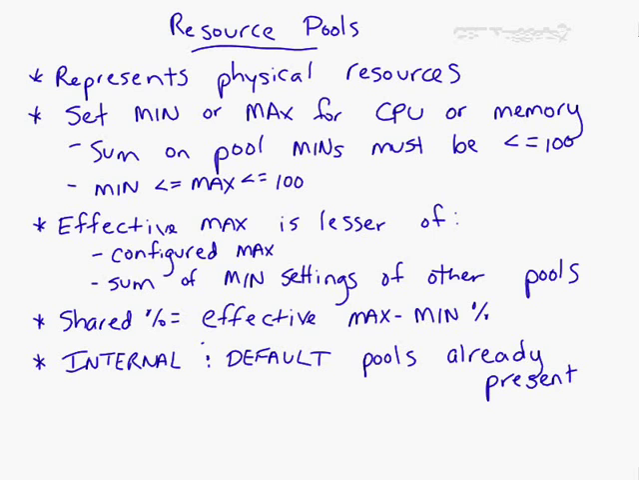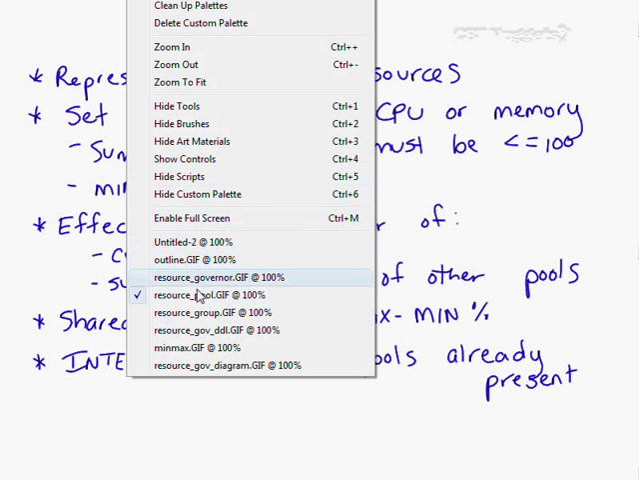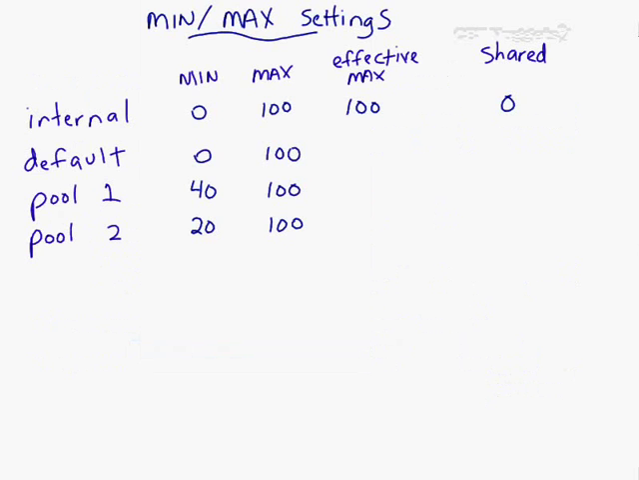Let's take a look at some of our min and max settings here. So let's assume that we're configuring two new resource pools. As I mentioned, we already have our internal and our default pool. By default, both of these have a min value of 0 and a max value of 100. If you want to configure the default, you can change these settings. So let's make some assumptions here that we haven't touched the default pool at all. Let's also assume that pool 1 has a min memory setting of 40 and a max memory setting of 100. Let's also assume that pool 2 has a min memory setting of 20 and a max of 100.